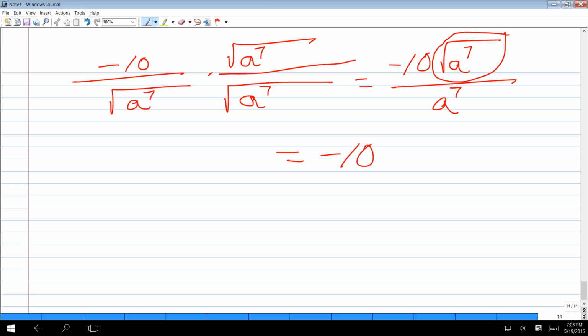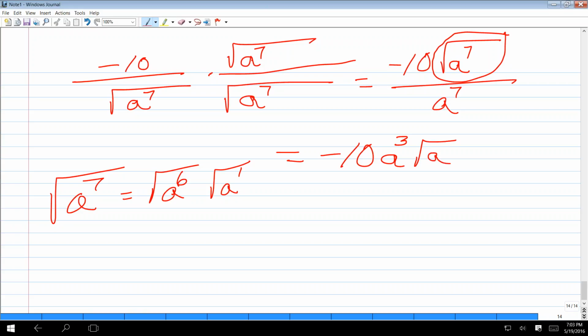A to the 6th times, in other words, the square root of a to the 7th. If you need to do it in two steps, always do it this way. Well, now what is the square root of a to the 6th? A to the 3rd. Okay. And I still have a square root of a, right?